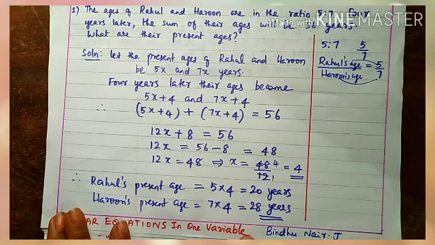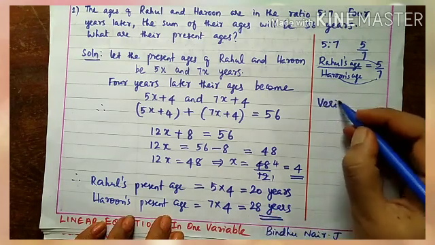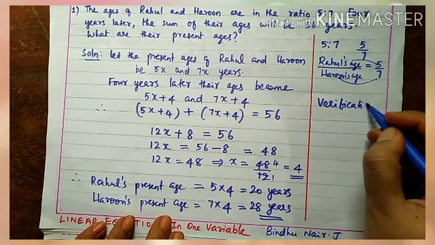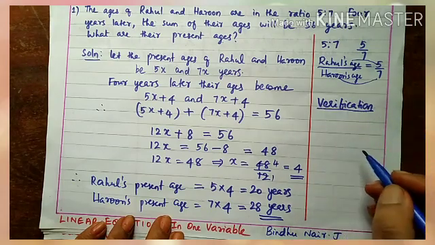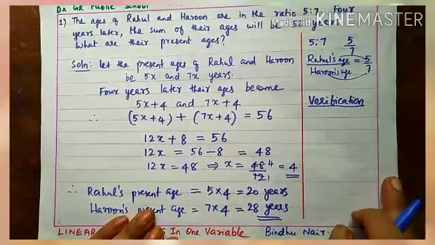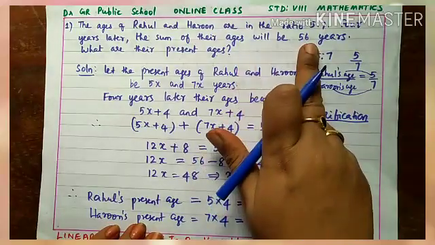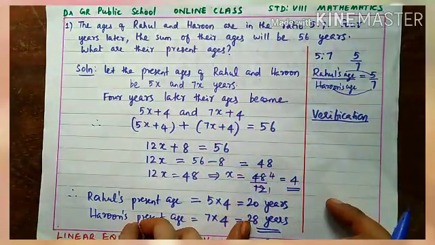And if you need to confirm whether your answer is correct or wrong, there is a method. That also I told you in the previous video. If you have time during your examinations, you can verify your answer by this. How can we verify? What is given in the question? After 4 years, their ages are added up to 56, no? So we got the present ages.